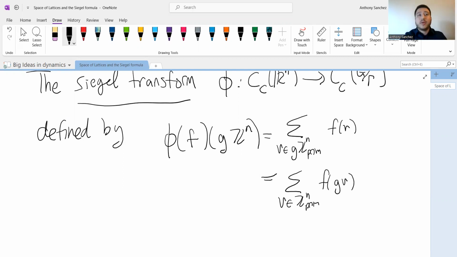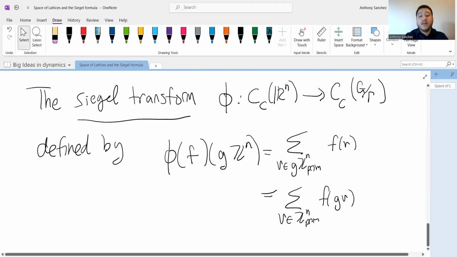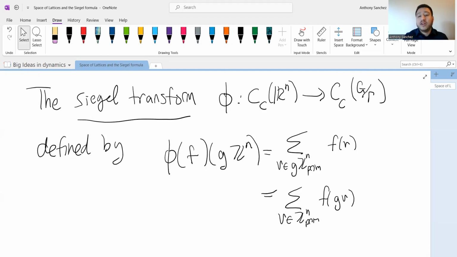Okay, and so a couple of things will probably raise some eyebrows with this definition. First of all, the primitive lattice points are infinite, so this looks like an infinite sum. But that's exactly why I looked at continuous functions with compact support. By virtue of this having compact support, I'm looking at this discrete set, and inside of this compact set, I'm only going to have finitely many points. So this is always going to be a finite sum. So there's a well-defined sum.